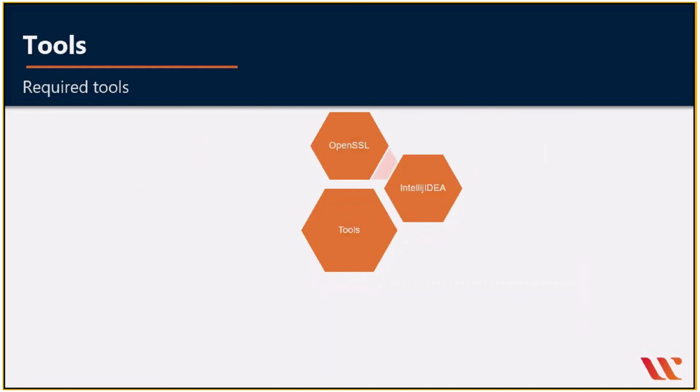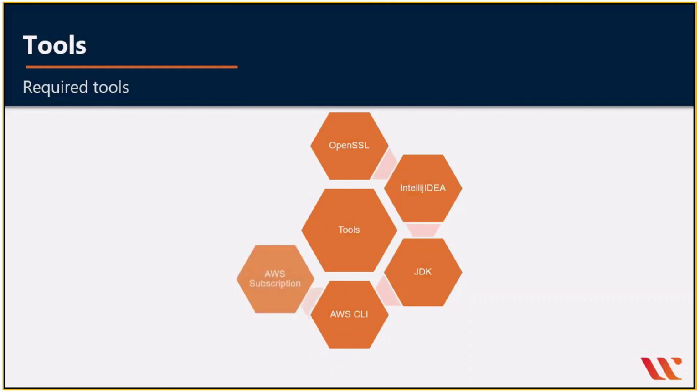Now let's have a look at the tools that we will need. For various device provisioning methods, we are using different tools. For example, to generate the device certificate signed by CA, we can use the OpenSSL tool. For developing the platform service and IoT device program, we shall use the JDK, Maven, and IntelliJ IDEA together to build and deploy the code. And we always require the AWS subscription and AWS CLI to connect to AWS services from command line.